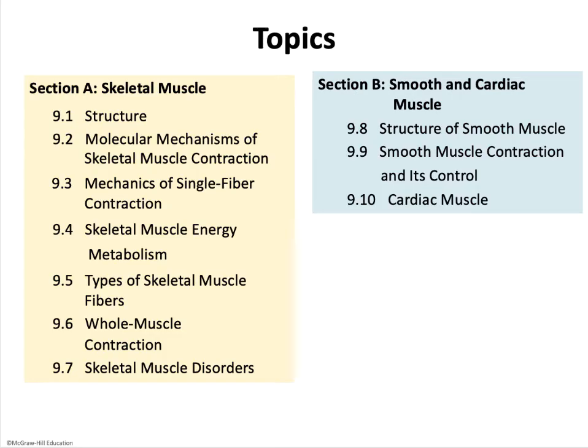This comprehensive chapter is divided into two parts. The first part deals with skeletal muscle. The second part addresses smooth and cardiac muscle. So this tells us the human body has three different types of muscle.